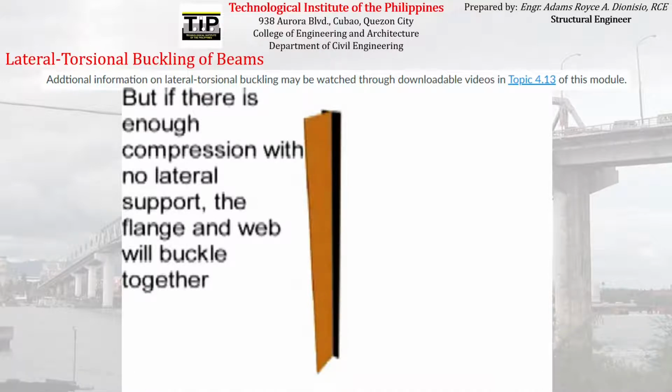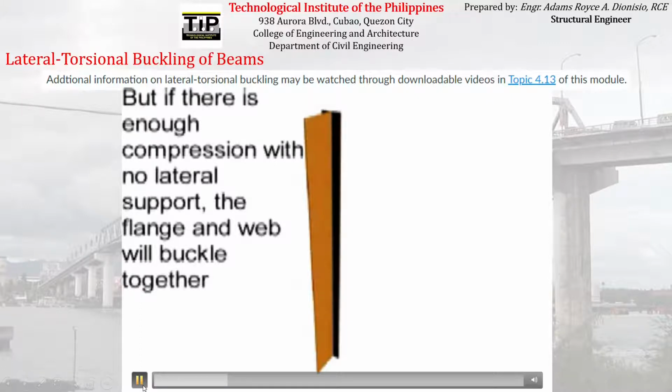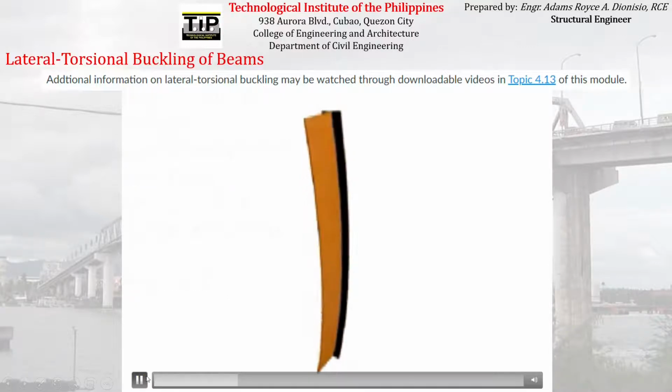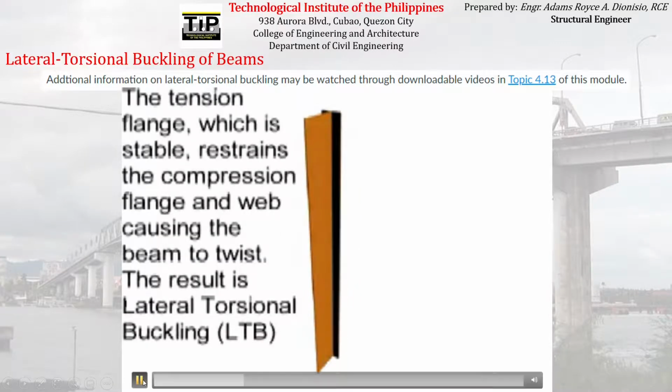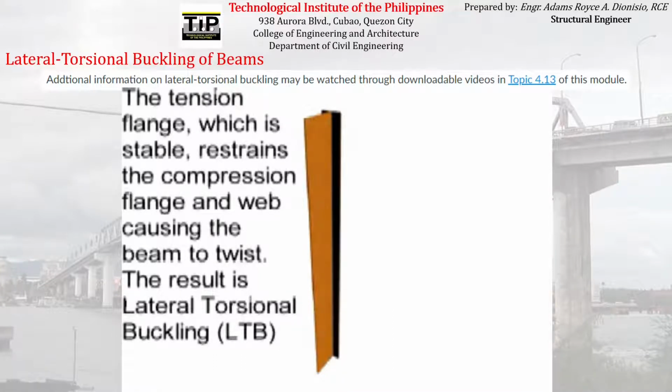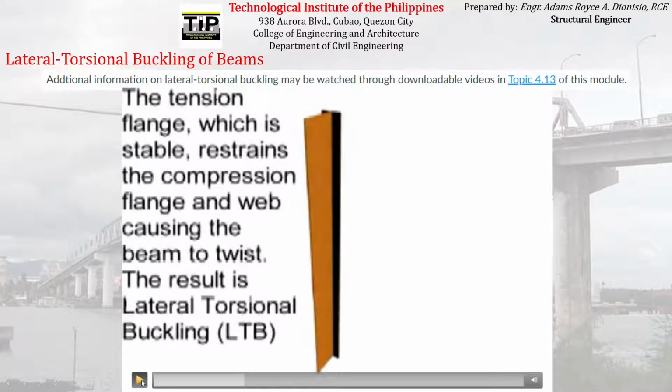But if there is enough compression with no lateral support, the flange and web will buckle together. So that's the importance of lateral bracing or lateral support to prevent lateral buckling. Just like that. That is what we call the lateral buckling. The tension flange, which is stable, restrains the compression flange and web, causing the beam to twist. The result is lateral torsional buckling, or LTB.